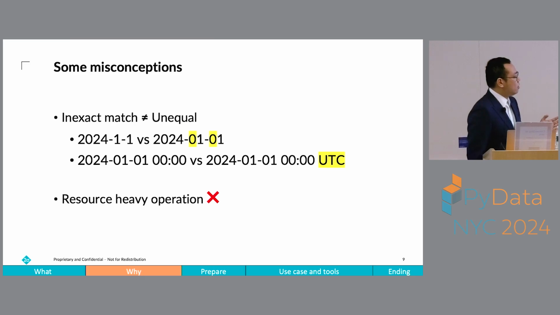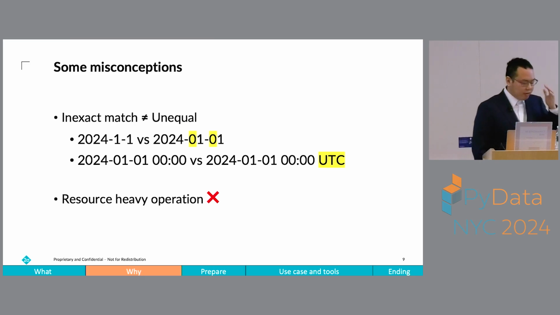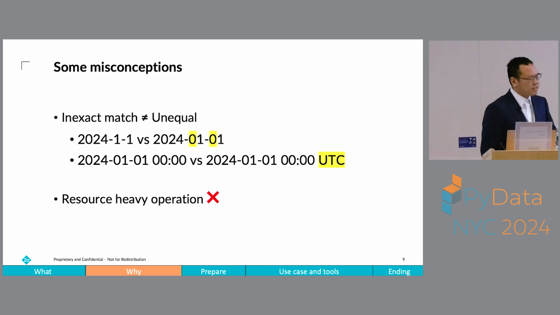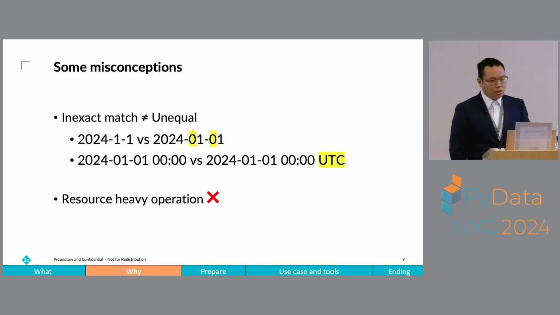So this is an example. And similarly, even given the same timestamp, one is time zone aware and the other one is not time zone aware, which is UTC. You just say it is matched or not. You have to make the decision, right? So that is the first misconception, that even if you have data frames that are not exactly matched, that doesn't mean they are not equal.